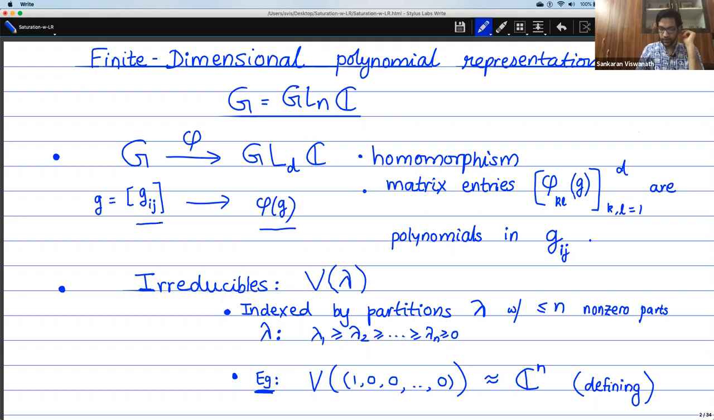Okay, and what we want to study are the irreducibles typically, and in this case we know what they look like. The irreducibles are indexed by partitions lambda with at most n non-zero parts, where n is the n of the GLN. I'll write all my partitions as a sequence of n numbers, some of which could be zero. So the representation with highest weight lambda corresponding to 1, 0, 0, 0 and so on is just the defining representation of GLN on C^n.